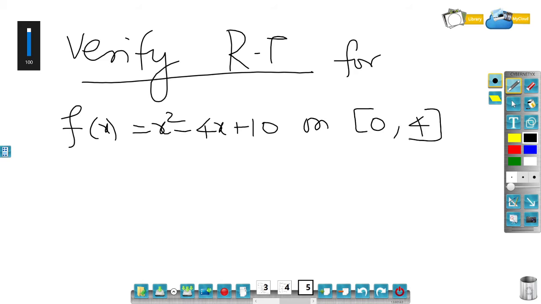So I need to check the three conditions of the function. It should be continuous, it should be differentiable, and f(a) is equal to f(b). In this case, small a is 0, small b is 4. So f is a polynomial, and being a polynomial, it is continuous.